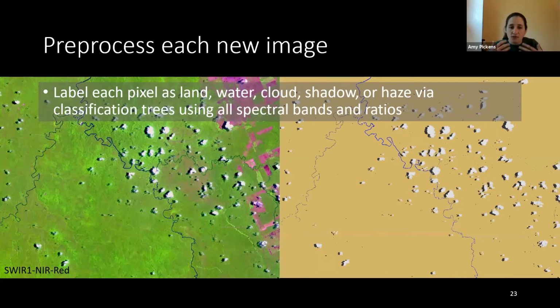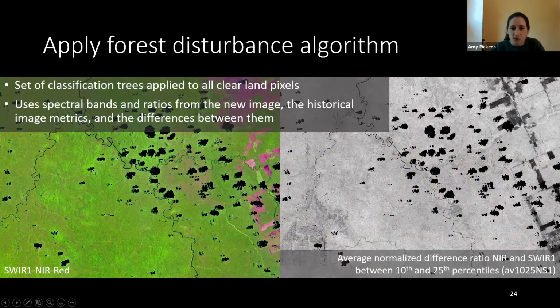And so our first step is to identify where is the land, water, cloud, shadow, or haze with classification trees that use all of the bands and ratios between every pair of bands. And these classification trees are simply a model that's been trained to identify these different categories. And then we can apply automatically to then get the land, which is where we'll then apply the forest disturbance algorithm. And so here is just the land pixels left.